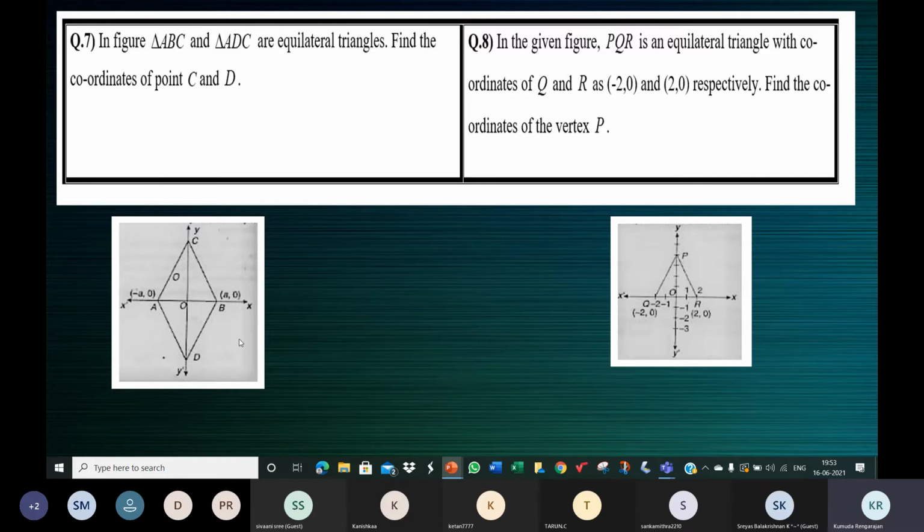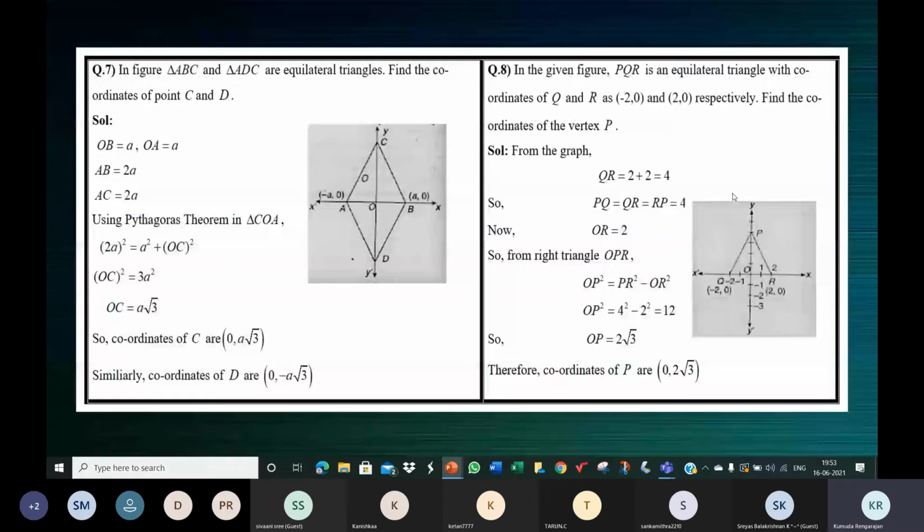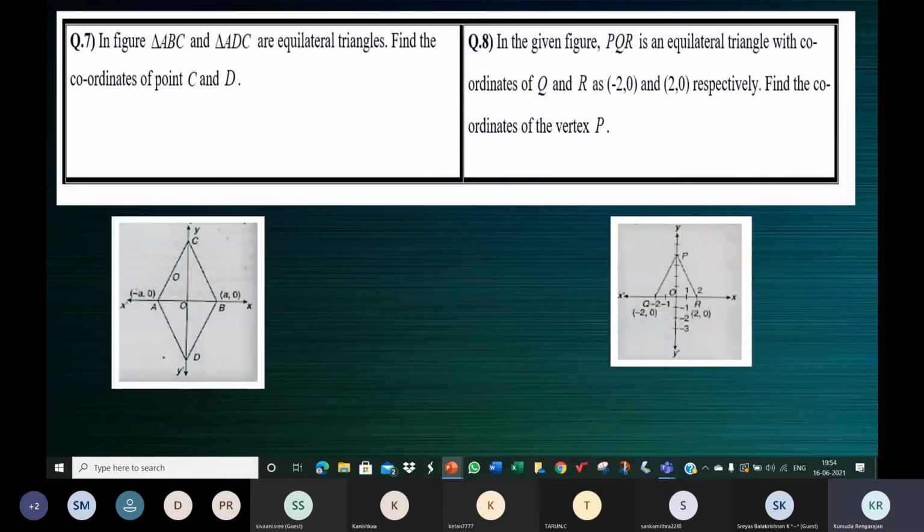I'll show you the answer slide. We'll just finish this one also. I think I have both the answers together in the next slide. Let's discuss 8 and then see the answer slide.